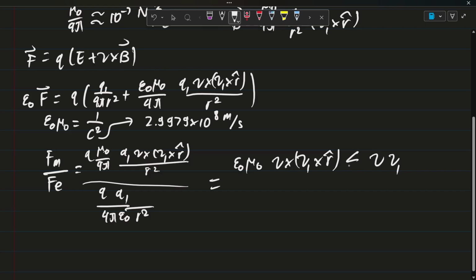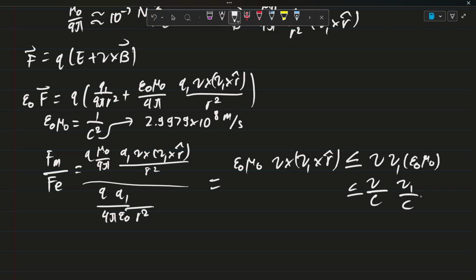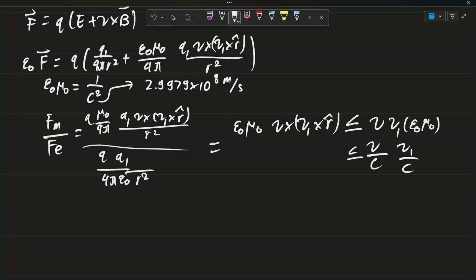And this should be less than or equal to this value times epsilon 0 mu 0. And you would have already noticed this to be v over c times v1 over c. So what we see here is that the magnetic force is very small if your velocity is quite small. But if you try to increase your velocity, there will be some relativistic component, but also the magnetic force is much stronger. So what we can also do is relate the magnetic induction with the electric field.